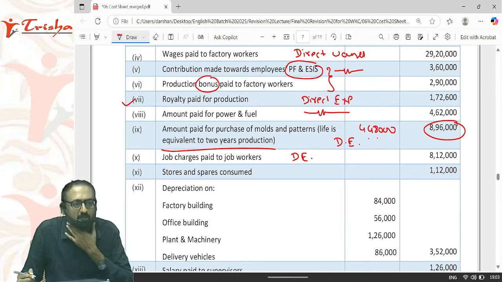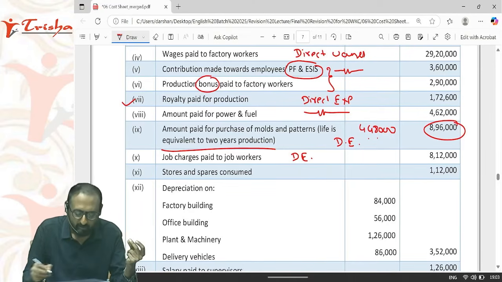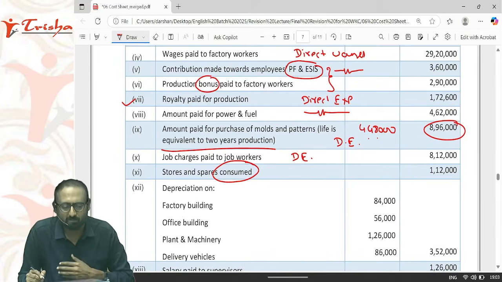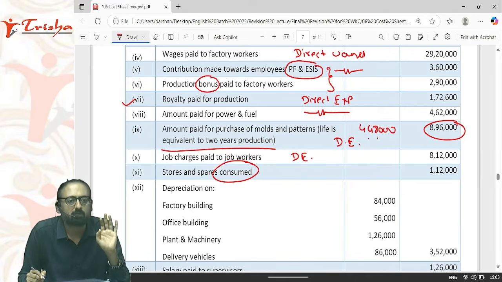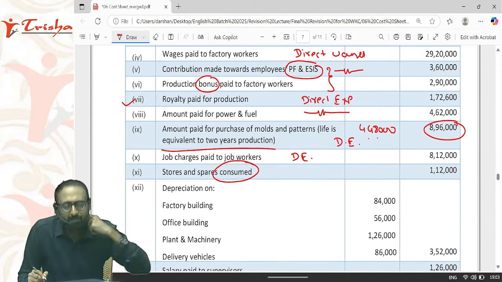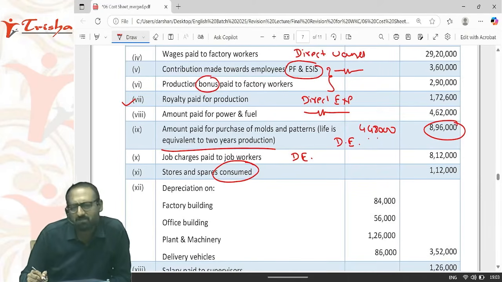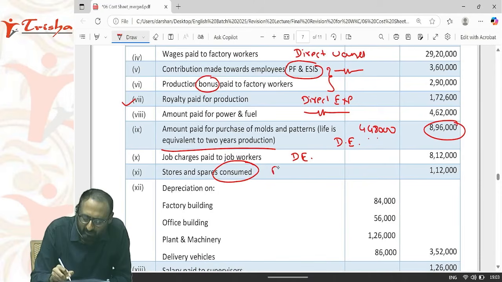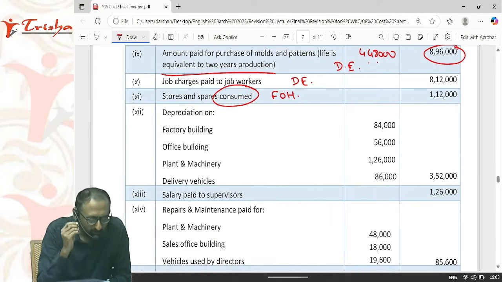Stores and spare parts consumed. Sir, remember, what do you mean by consumption? Consumption means material identity is over. Material gets consumed, not present in the final product. If material is not present in a final product, is it direct material or indirect material? Indirect material. It is transferred to the factory overhead. Quick answer.